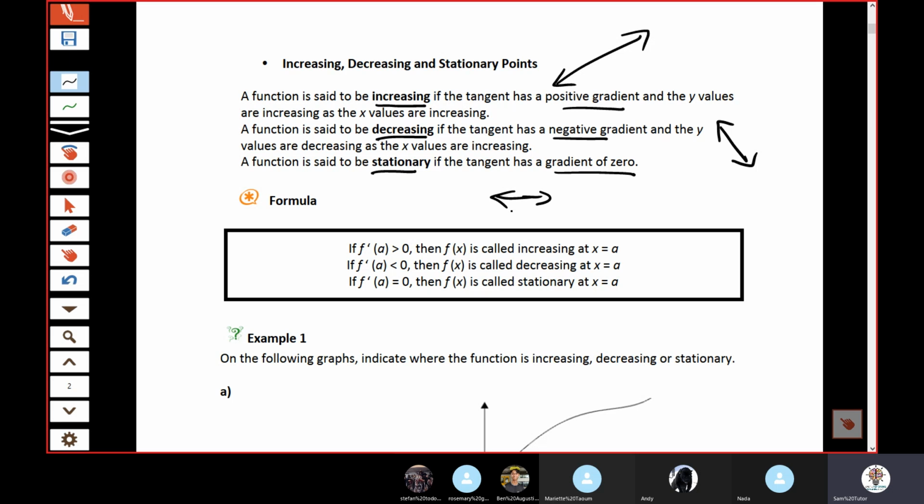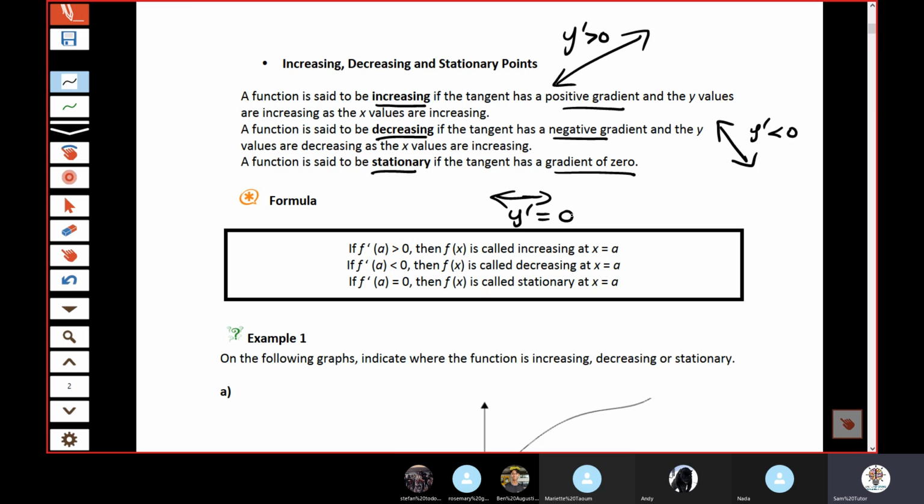We agree with that? So increasing, slope to the right; decreasing, slope to the left; stationary, y dash equals 0. Your gradient is 0. So in other words, we've got y dash greater than 0, y dash less than 0, y dash equals 0.